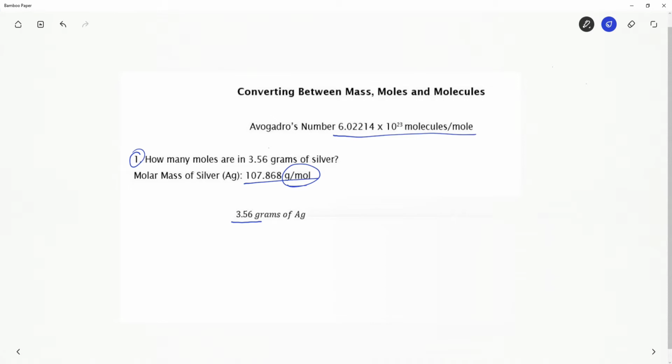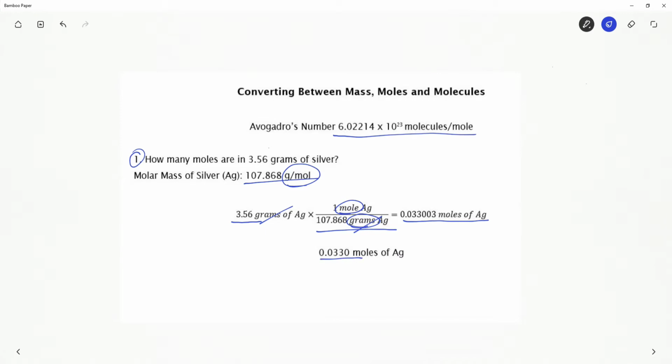So we start with what was given, our 3.56 grams of silver. Now we need to make sure that our grams cancel. So when I set up my molar mass, notice I have grams in the denominator, which automatically will put mole in the numerator. This allows our grams of silver to cancel, so we get this many moles of silver. Using our rules of sig figs, our answer is 0.0330 moles of silver. Let's go on to the next problem.